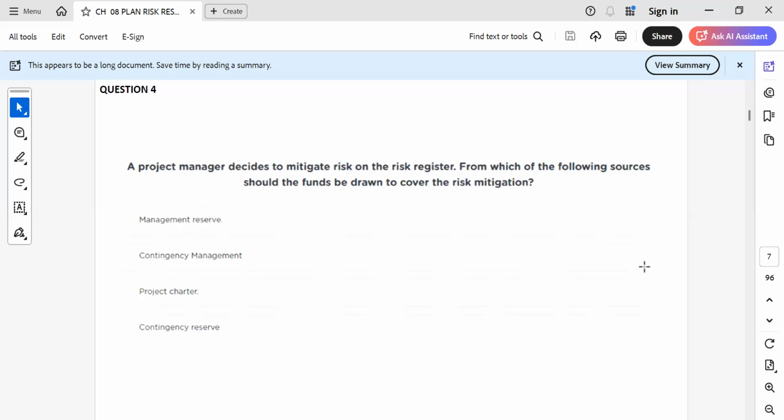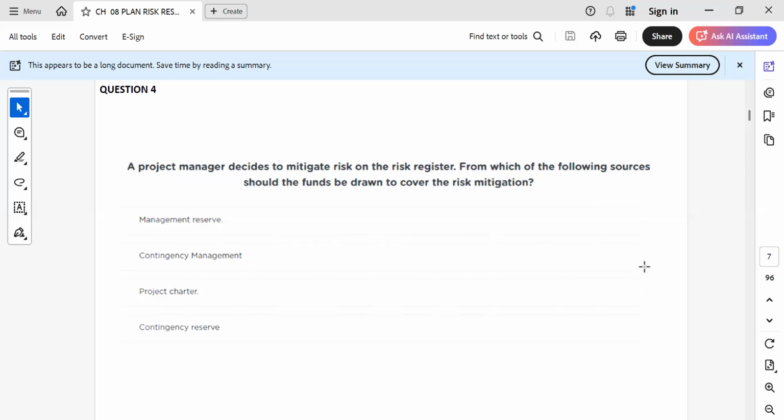Question number 4. A project manager decides to mitigate risk on the risk register. From which of the following sources should the funds be drawn to cover the risk mitigation? Management reserve, contingency management, project charter contingency. So it will be the contingency reserve only.